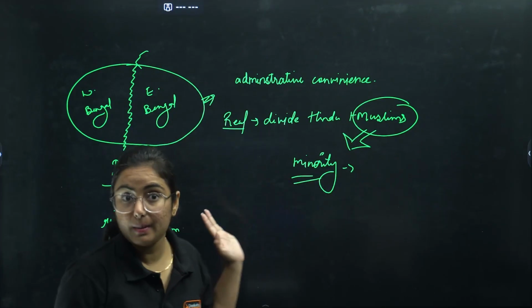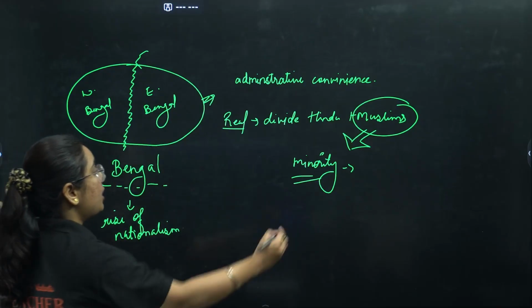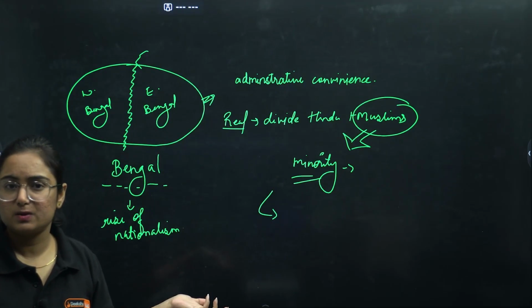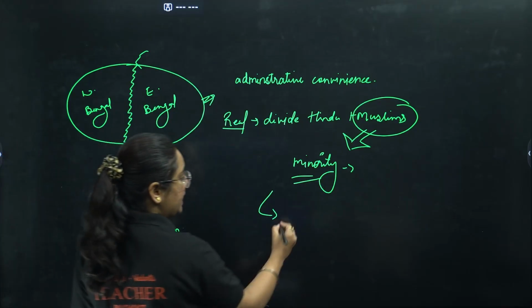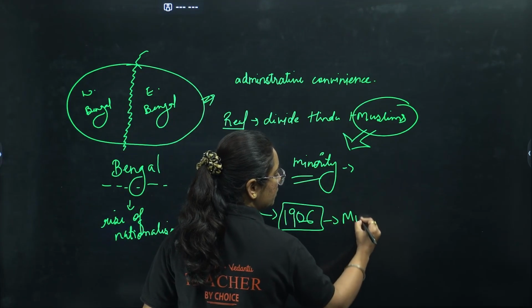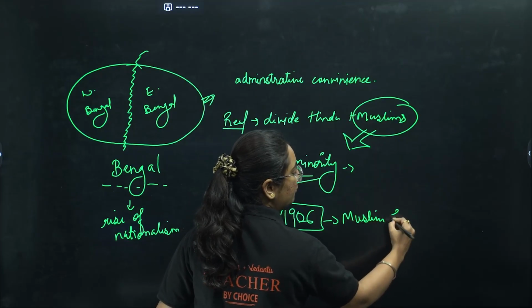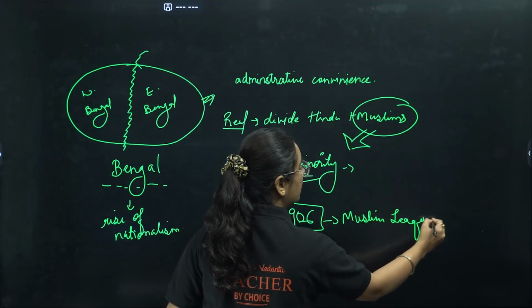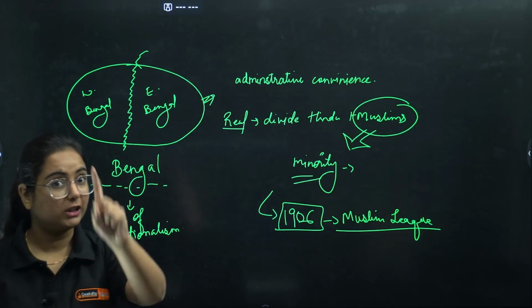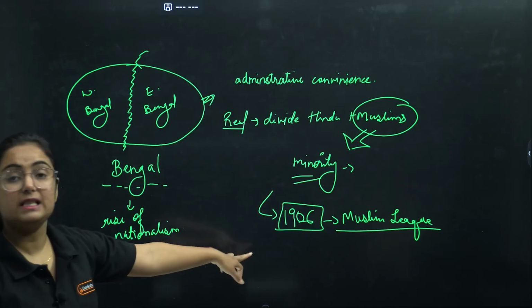So they were happy by this thing. Because of this division, the plan has been successfully implemented. Muslims are very happy. In 1906, pay attention, we have seen the formation of the Muslim League, which was working separately from the Indian National Congress as a political party in the year 1906.